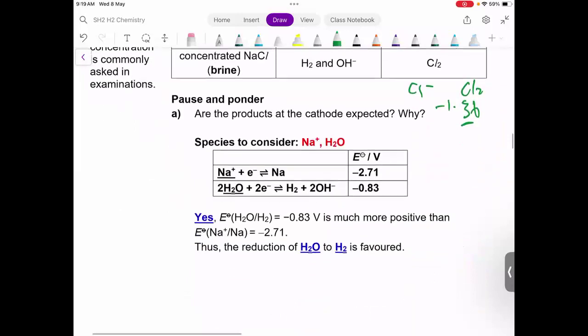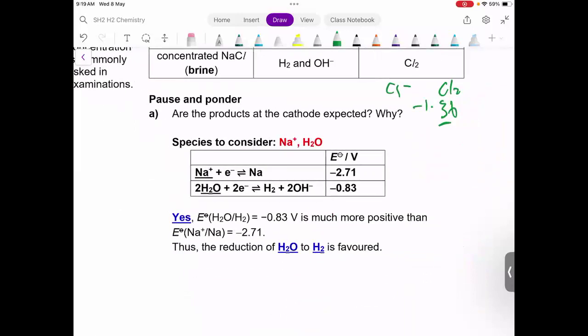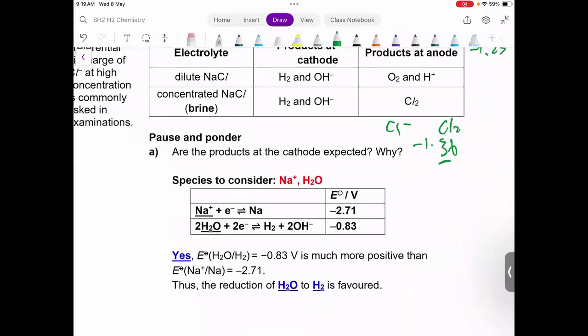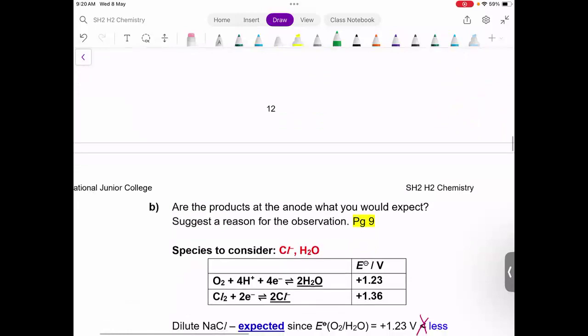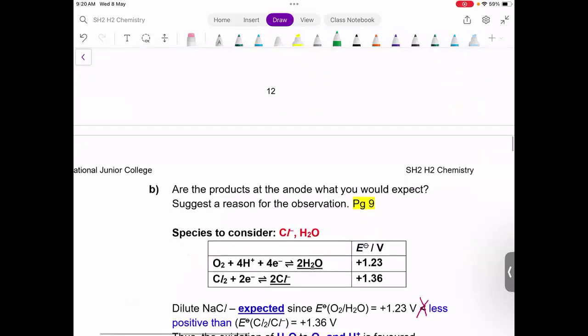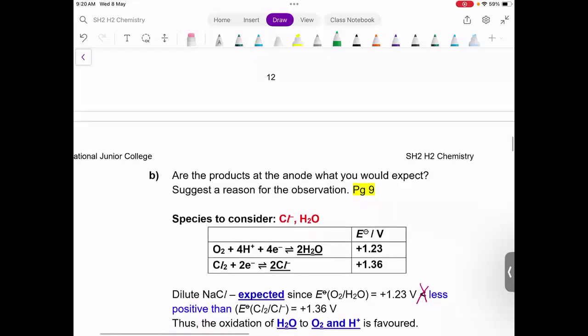Okay. So points to ponder. Are the products at the cathode expected? If you consider dilute sodium chloride solution and you compare the E0 values, sodium plus and water, obviously water is the one that is preferentially reduced because of the more positive E0 value. So that is expected. Now part B, are the products at the anode what you expect? Same thing, you consider oxidation. So you see oxidation of water versus oxidation of chloride on the right side. Then you see that the E0 value of water is actually less negative.